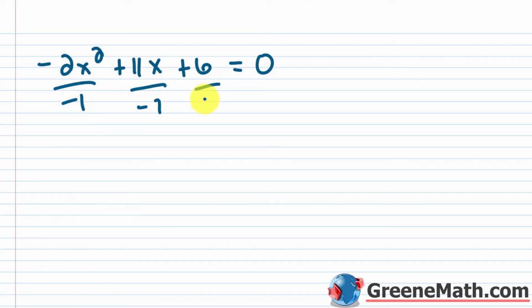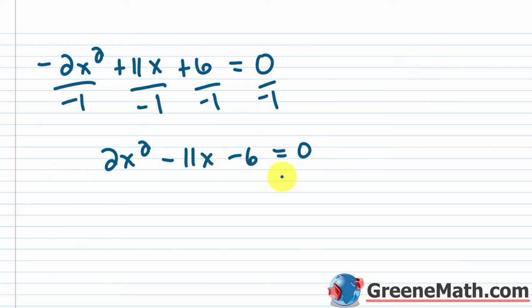All right, to make this a little bit easier, I'm going to divide everything by negative 1. I'm just doing that so that the leading coefficient here is going to be positive. I don't like factoring when it's negative, so you can just do this. This would give me 2x squared minus 11x minus 6 equals 0. Okay, let's solve this using factoring. Again, if you don't like this, you can just use the quadratic formula.